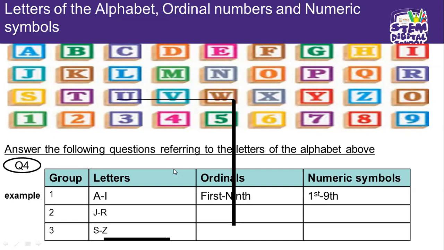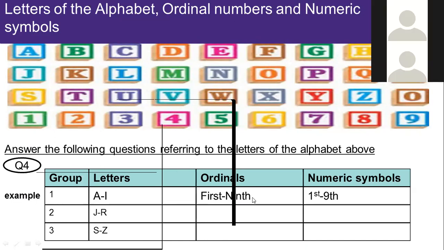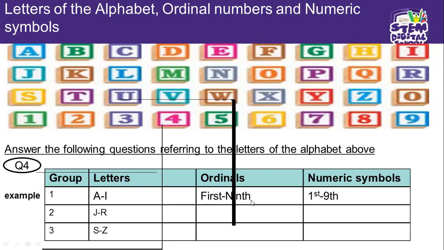Okay, so when we use the ordinal numbers, we say it is from the first. A is the first, and then I is the 9th. So that is how we write it in ordinals, first to 9th. And then in terms of numeric symbols, the ordinals are 1st and 9th. So my computer misbehaved there. The th must go up like the st there. It must go up. That's how we write it. Okay.